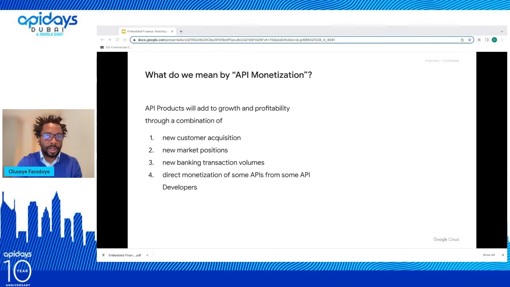They're doing the same thing now with API monetization, exactly the same approach, the same objective, same outcomes. Use your APIs to acquire new customers, to enter into new markets by being able to embed into new market positions, creating new transactions for customers and for other businesses and partners within your ecosystem. And in many cases, we're starting to see banks and financial brands monetize some of their API products directly to developers and to partners within the ecosystem as a whole.